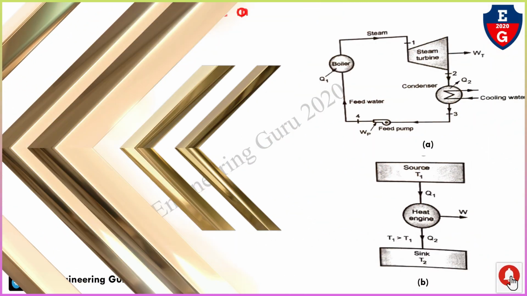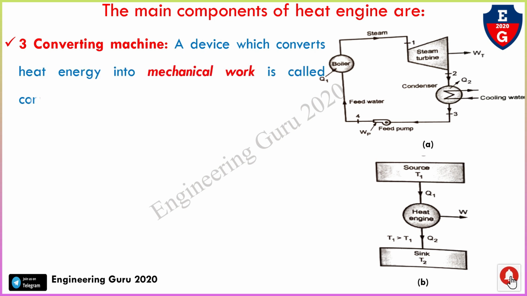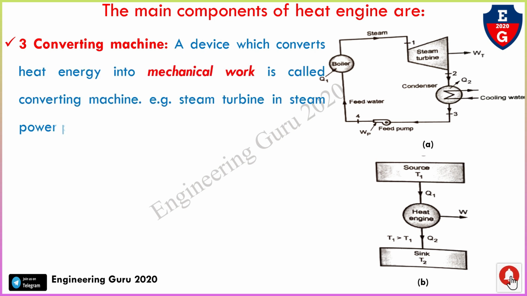Now third, that is the converting machine. A device which converts heat energy into mechanical work is called a converting machine. For example, the steam turbine in a steam power plant. We will see the schematic diagram of the steam power plant later in this video.